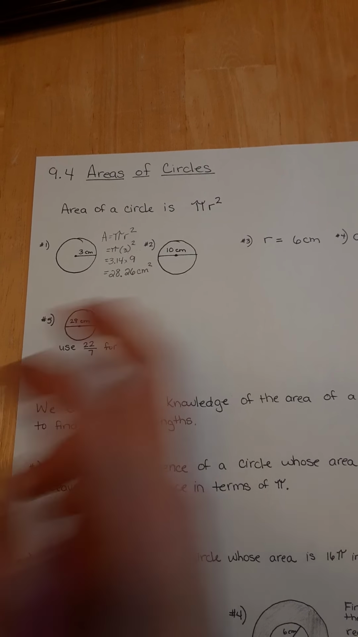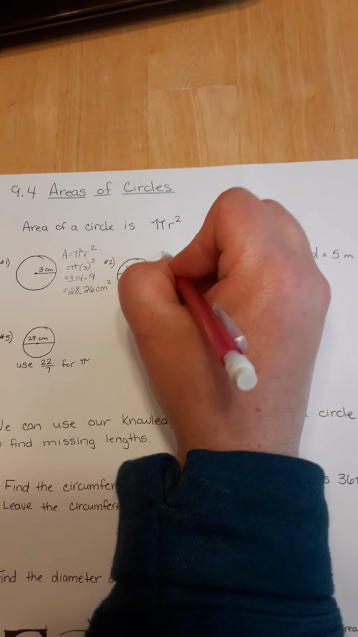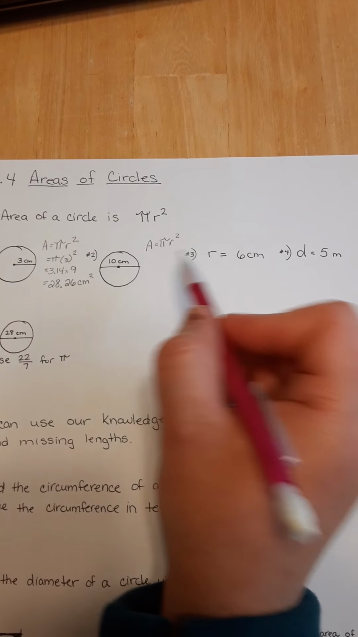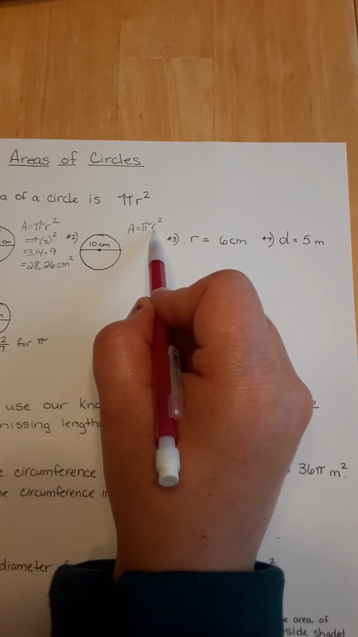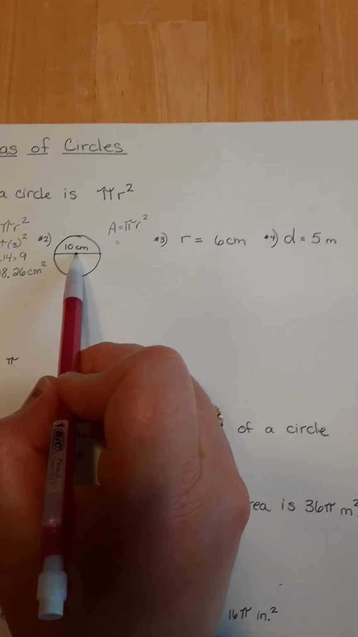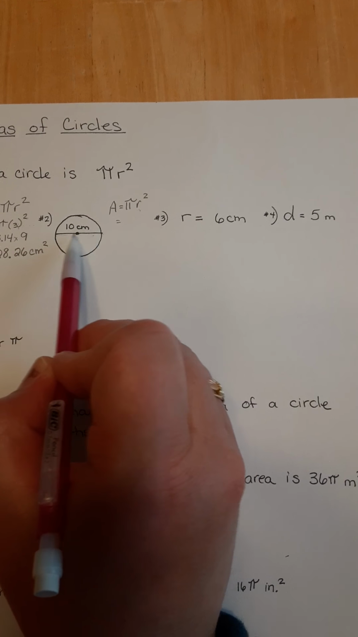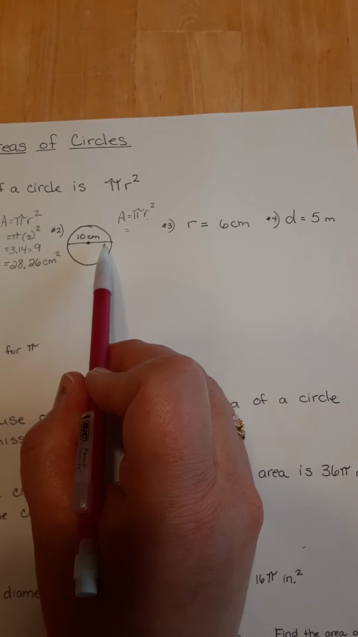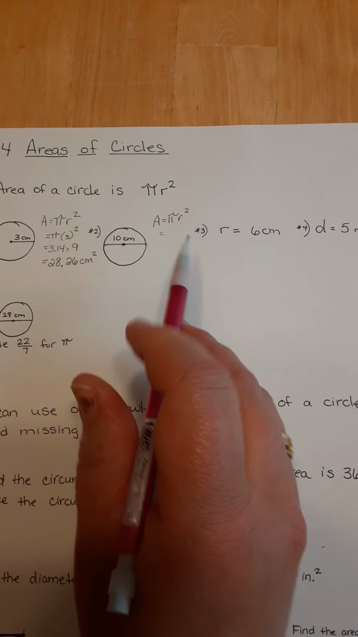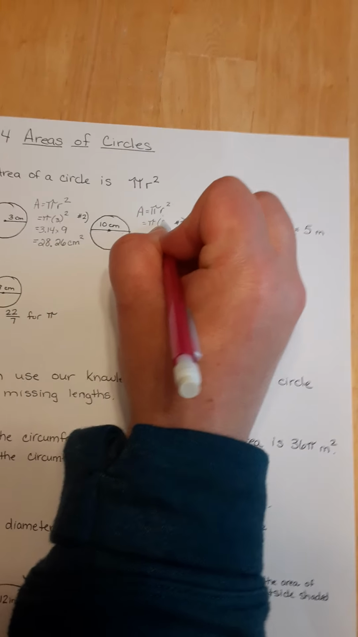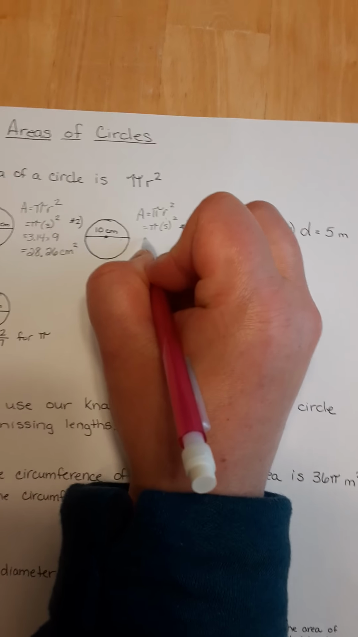Okay, number 2 is the exact same thing. We got to use our equation, area equals pi radius squared. But if you notice, they gave us a diameter. We only need radius. So to find our radius, we cut our diameter in half. The diameter goes from edge to edge. We're only interested in the center to the edge. So half of 10 is 5. So I have 5 squared.